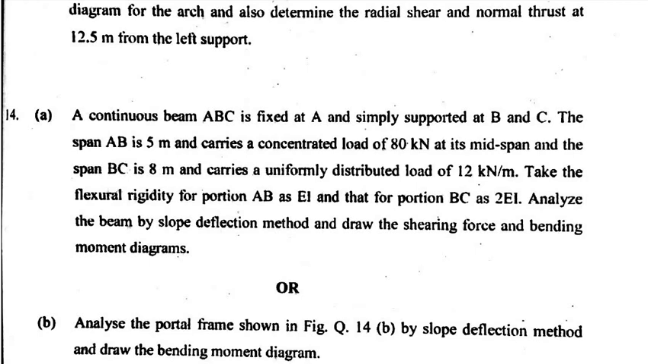The span AB is 5 meter and carries a concentrated load of 80 kilonewton at its midspan, and the span BC is 8 meter and carries a uniformly distributed load of 12 kilonewton per meter. Take the flexural rigidity for portion AB as EI and that for portion BC as 2 times EI. Analyze the beam by slope deflection method and draw the shearing force and bending moment diagrams.